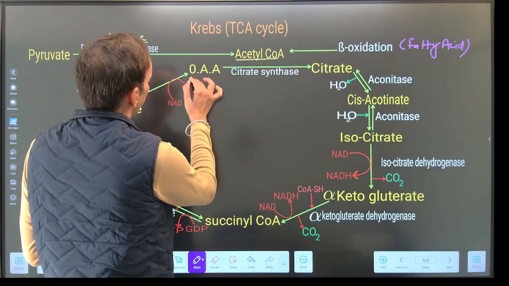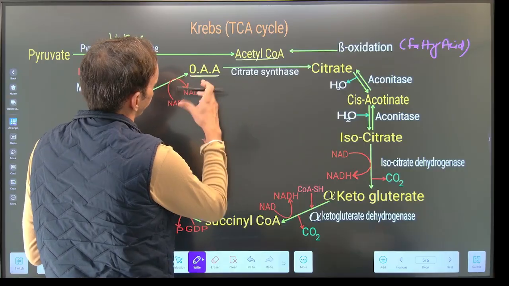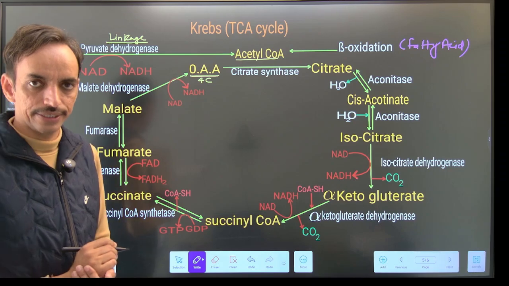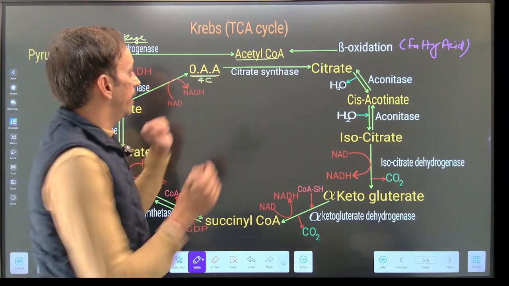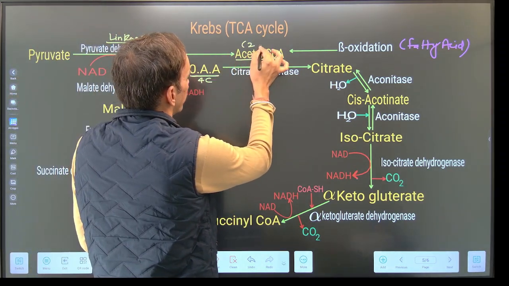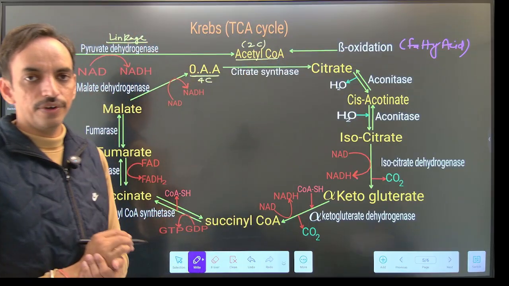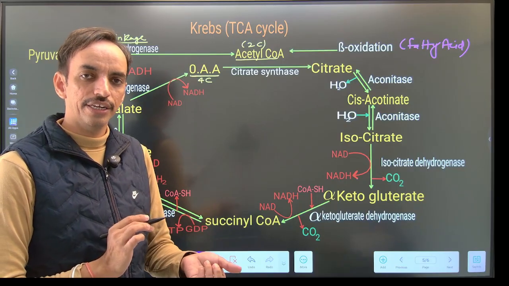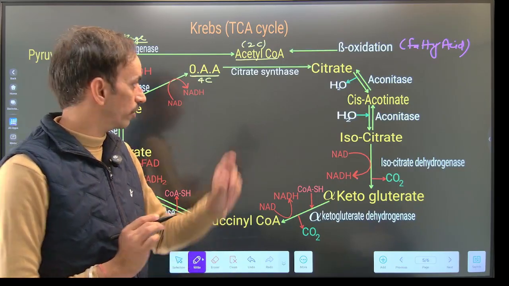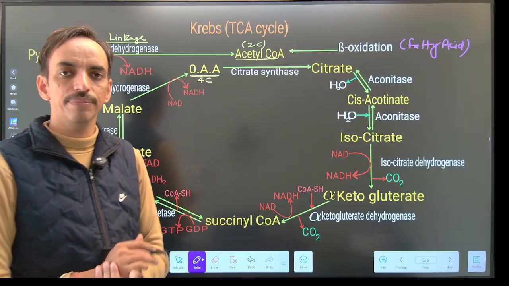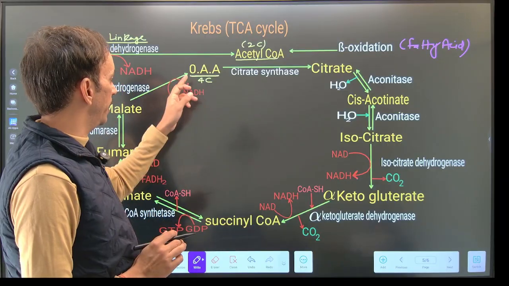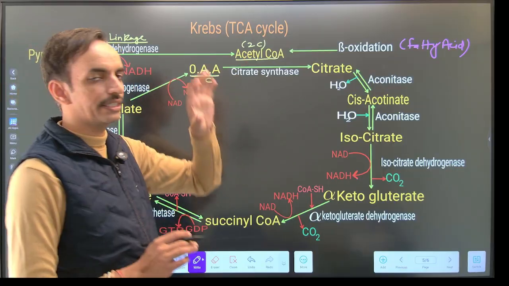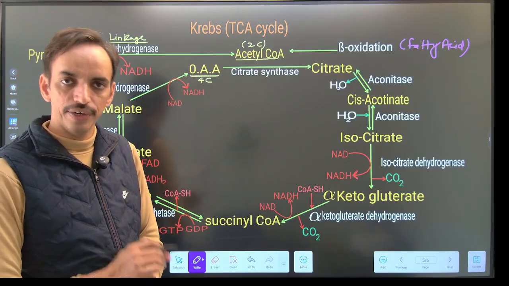So first of all, we are having a 4 carbon molecule that is called as oxaloacetic acid. We are having a 2 carbon molecule which is the product of linkage step, that is the acetyl coenzyme A। pyruvate के decarboxylation से क्या जनरेट हो गया, acetyl coenzyme A का जनरेशन हो गया। So we are having 4 carbon oxaloacetic acid within the mitochondrial matrix. We are having the acetyl coenzyme A which is the product of linkage step.